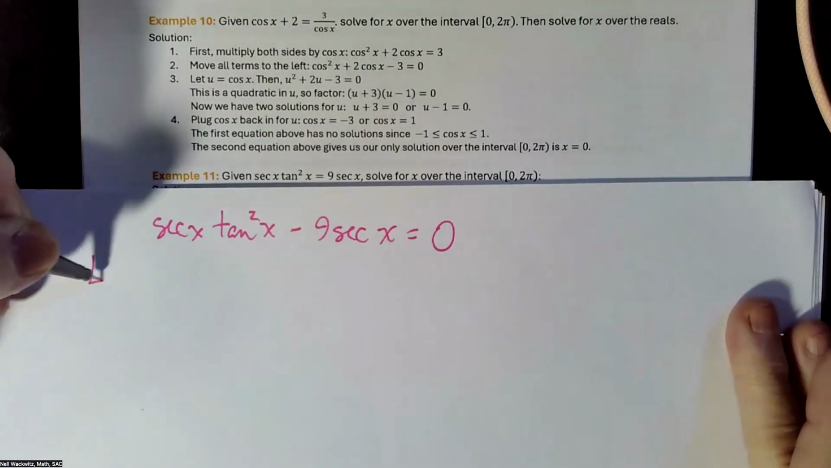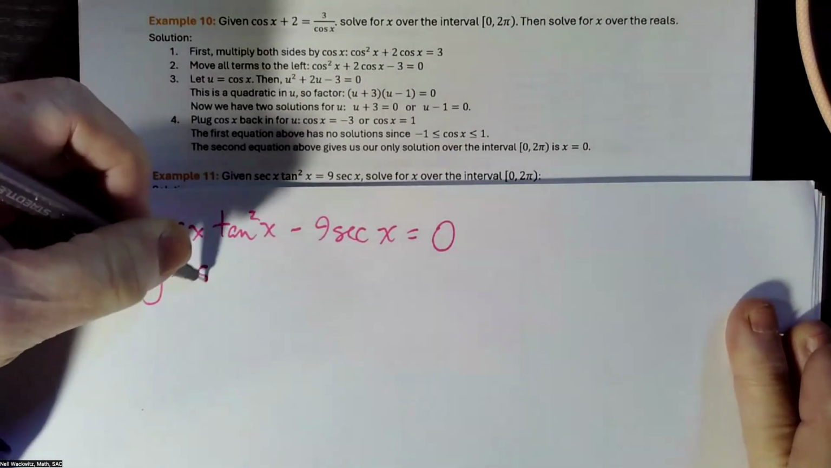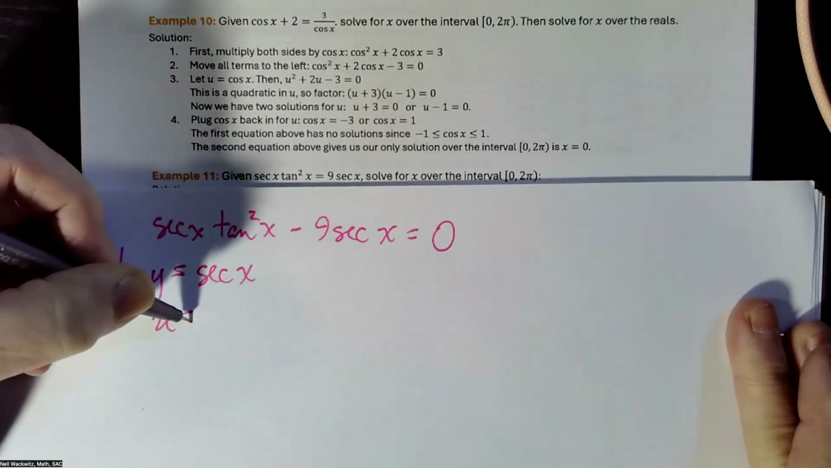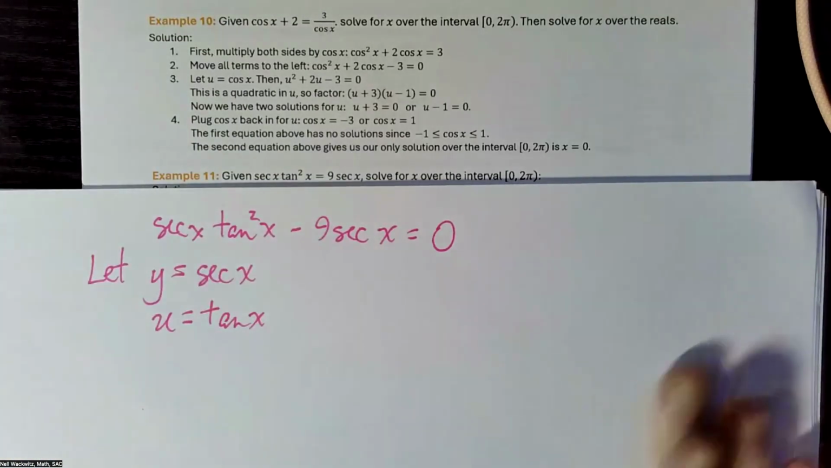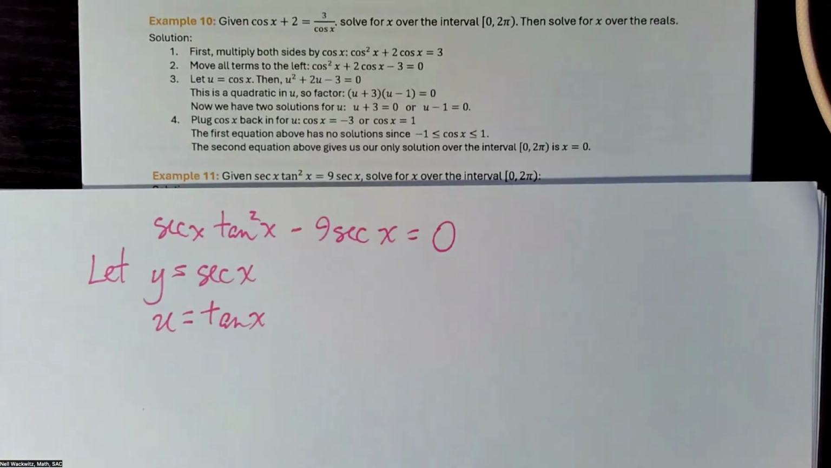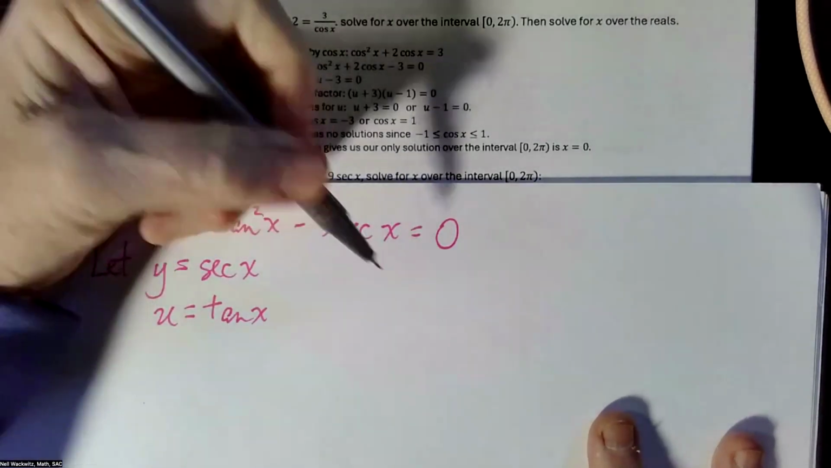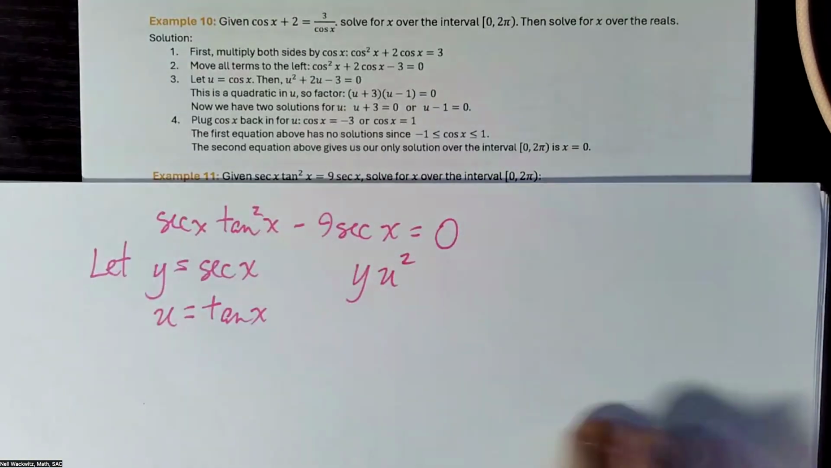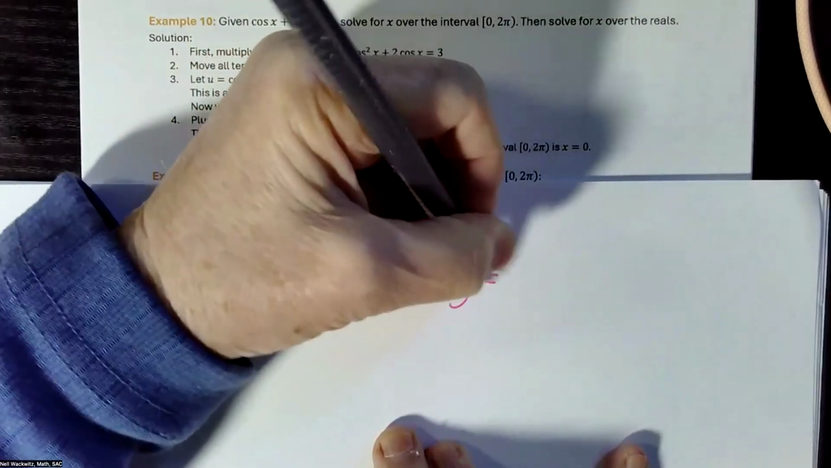We're going to let y equal secant x, and let u equal tangent x, because that will enable us to see how to factor more easily. So then this equation above becomes y u squared minus 9y equals 0.